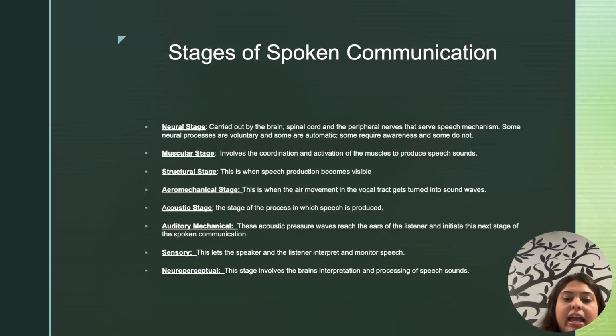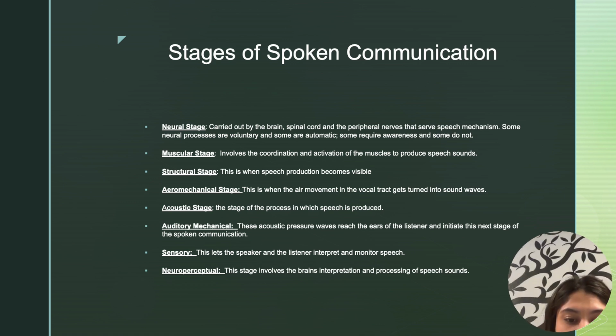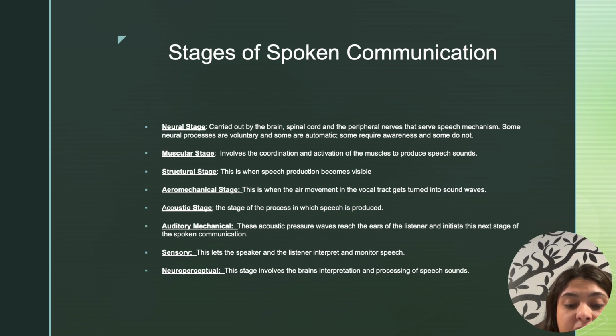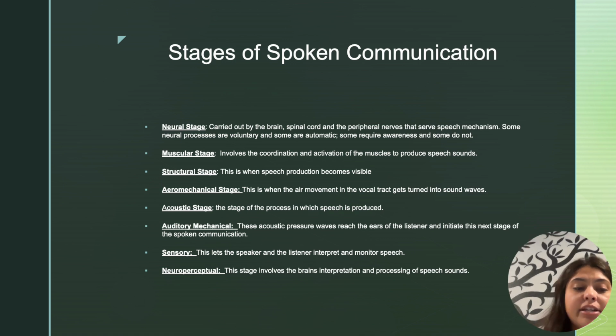On this slide, I have the stages of spoken communication. So we have the neural stage, the muscular stage, the structural stage, the aeromechanical stage, the acoustic stage, the auditory mechanical stage, the sensory, and the neuroperceptual stage.